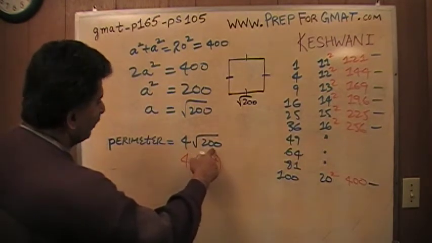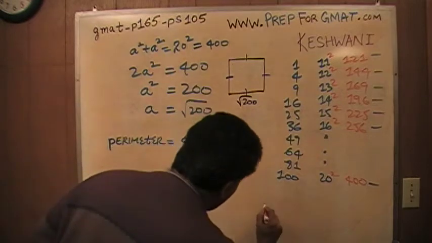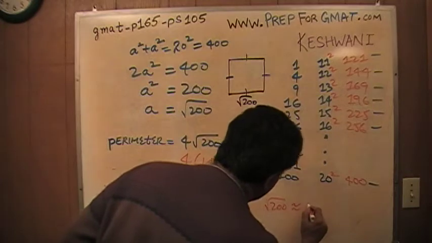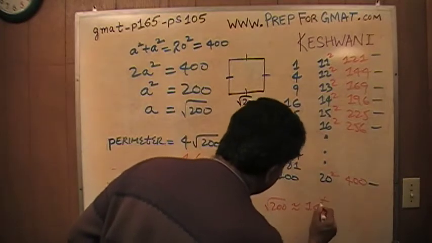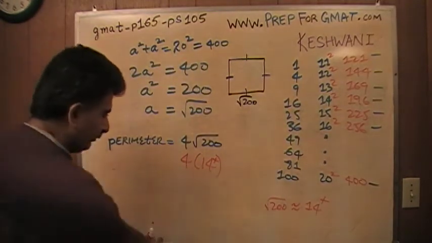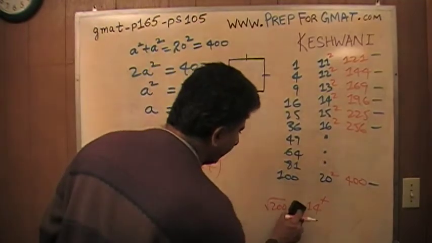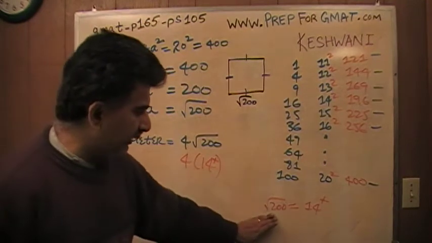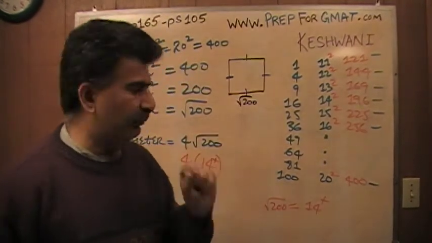The square root of 200, where should I write it? The square root of 200 is approximately equal to 14. In reality, it's actually something more than 14. So instead of approximate, now I'm going to write down an equal sign, because that is true. The square root of 200 is something more than 14, just slightly more than 14.